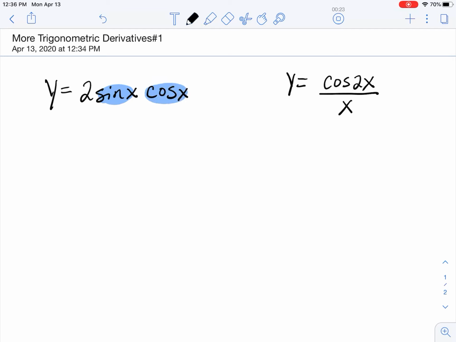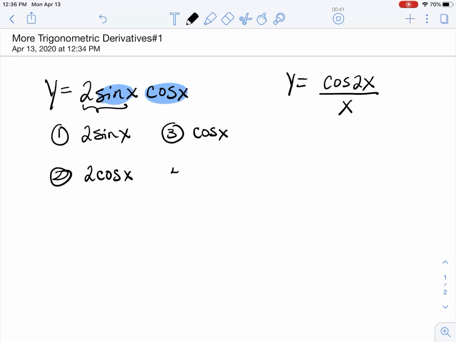product rule because you have a function of x times another function of x. Actually, in this case, we'll say the first function is 2 sine x. So I'm going to take the derivative of that. That's going to be 2 cos x. So the second function is cos x, and the derivative of cos x is going to be minus sine x.